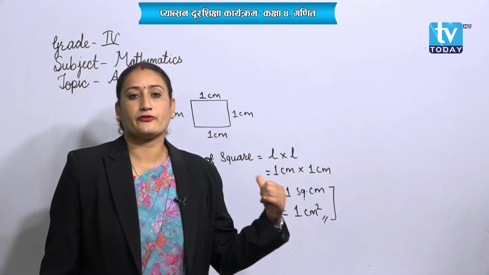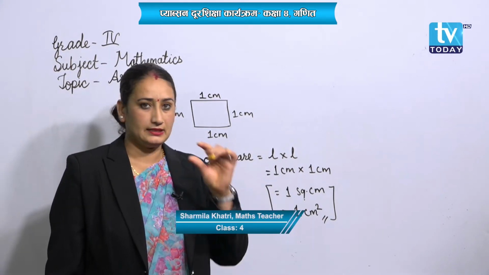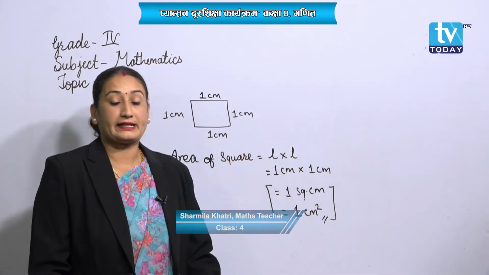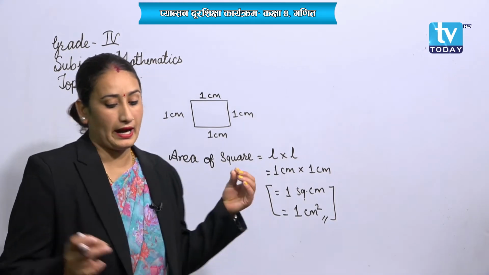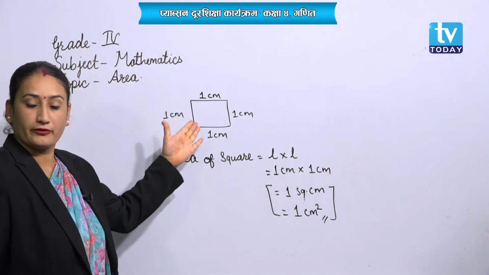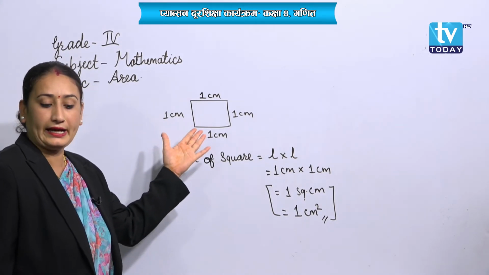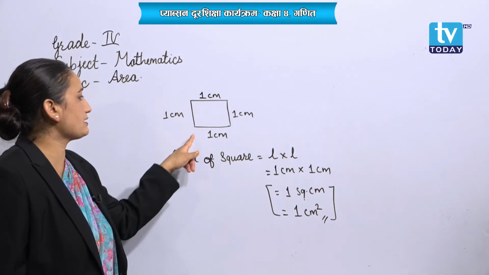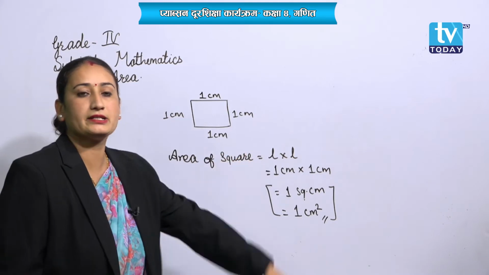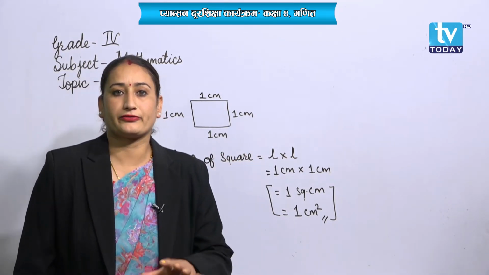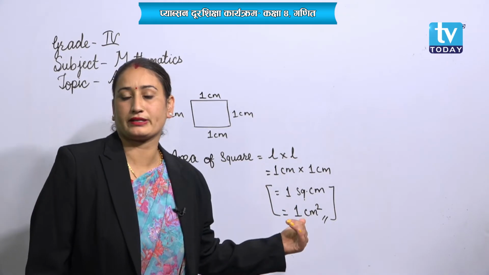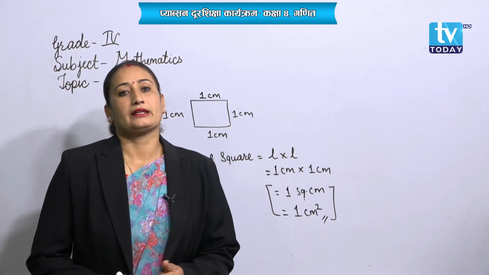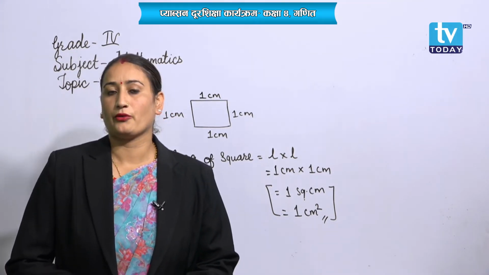Before moving to the next picture, let's write a short note about the area of a square. It's the region covered by a closed plane surface. What can we write? It's the region covered by a closed plane surface. Plane means all the sides are straight lines, right? So it's a closed plane figure. Done? Good. Like this, grade 4, we have another.